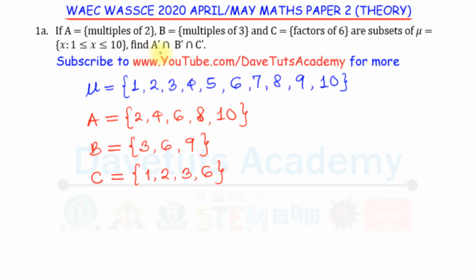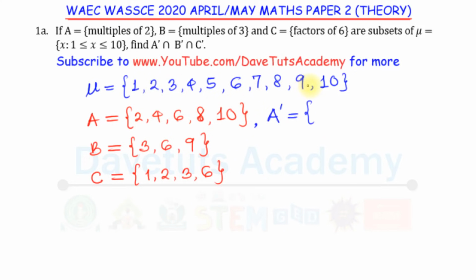Now, look at what we are asked to find: A complement intersect B complement intersect C complement. But we have not gotten A complement, B complement, and C complement. We only got A, B, and C. So our next task is to define A complement. What do we mean by A complement? We need to define the set of values that are in the universal set but are not in A. That is the complement of A, and that's how we notate it, A complement.